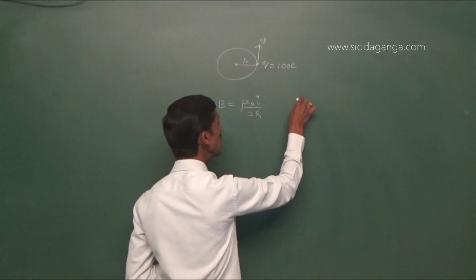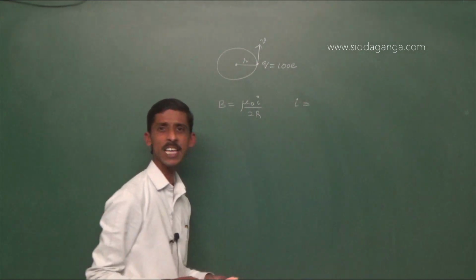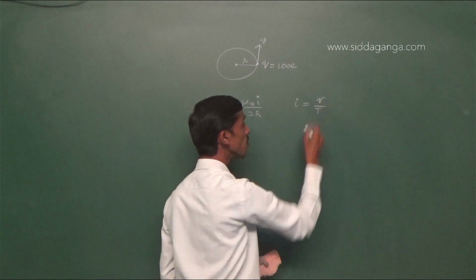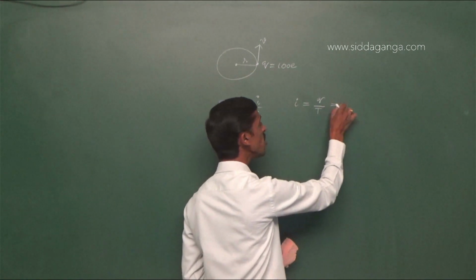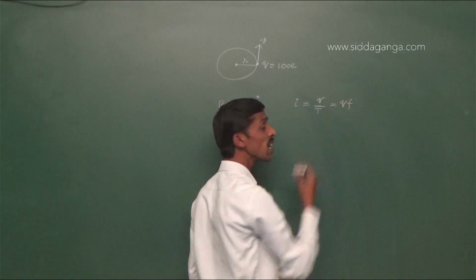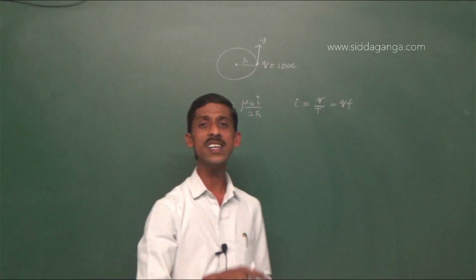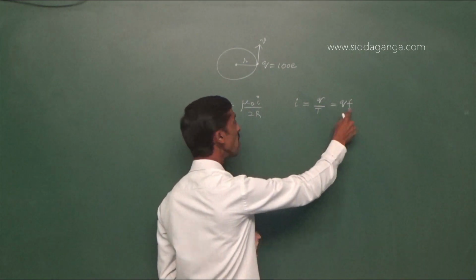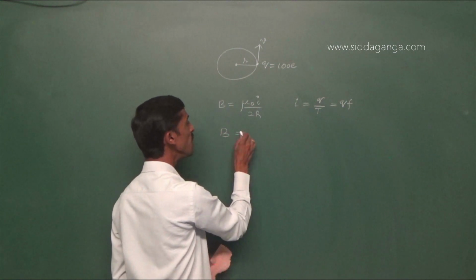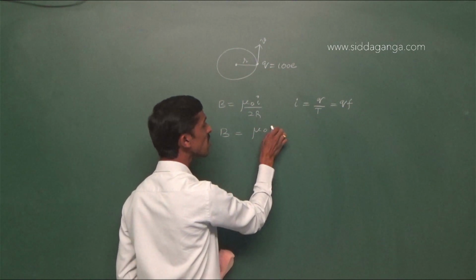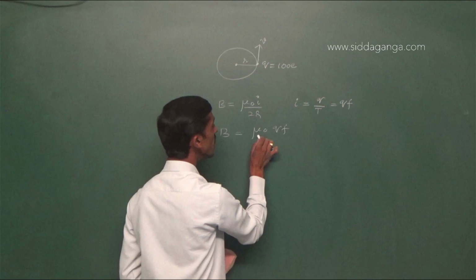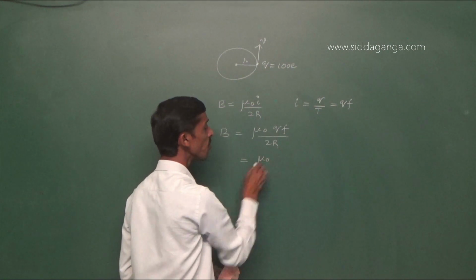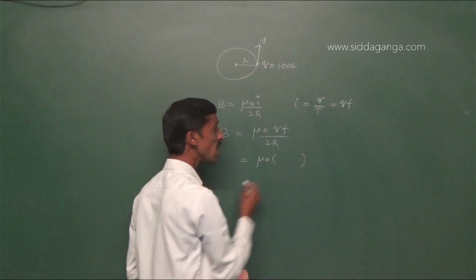The motion of the charged particle in a circular path of radius R with a velocity V is equivalent to a current. The expression for the current is charge divided by time period. If the number of revolutions is given, the reciprocal of the time period is the frequency. Here it is 1 revolution per second, so frequency is 1. So the magnetic field B is equal to mu naught Q into F divided by 2 into R. The expected answer is in terms of mu naught only.